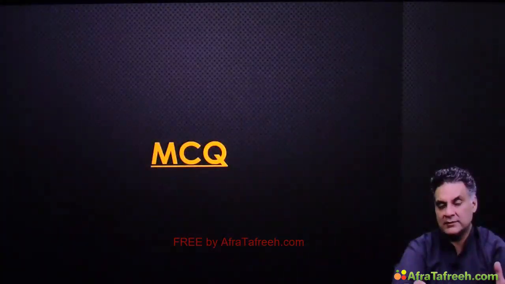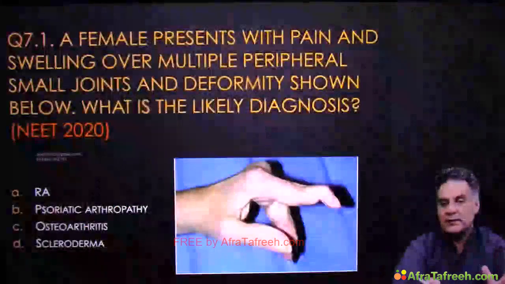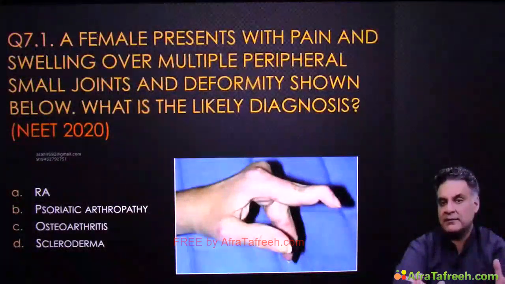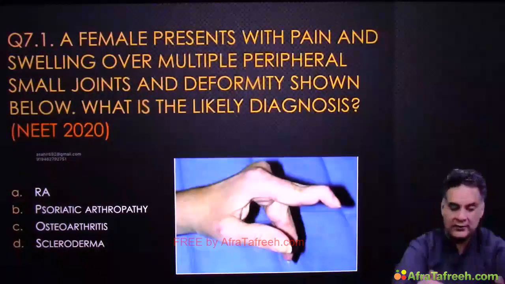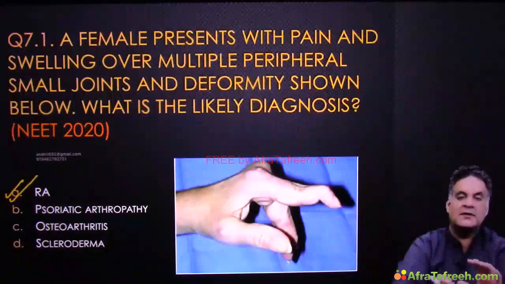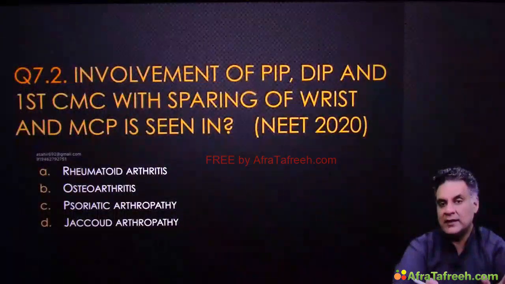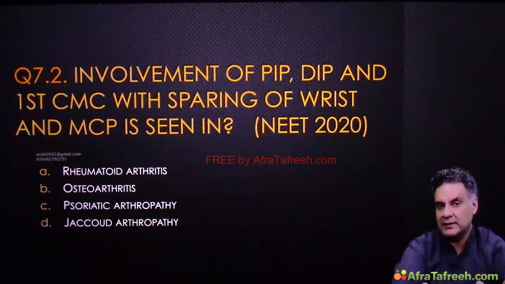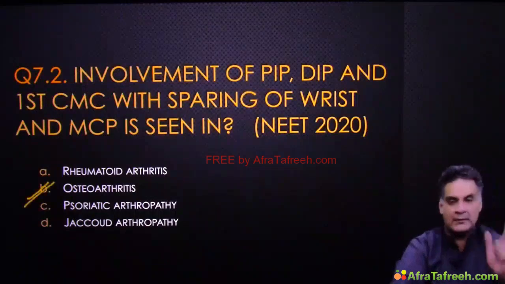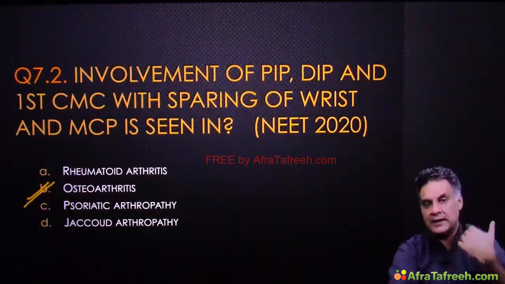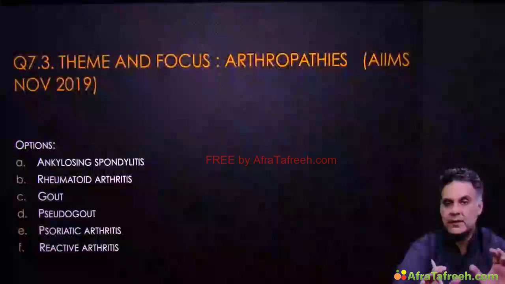Looking at the questions from this section, a female presents with pain and swelling over multiple peripheral joints. Deformity shown below. You can see the swan neck deformity. What's your diagnosis? RA. Universal hand images are coming and RA is the answer. Involvement of PIP, DIP, first carpometacarpal joint, sparing of the wrist and MCP: osteoarthritis. Remember OA, RA. That's what we did.